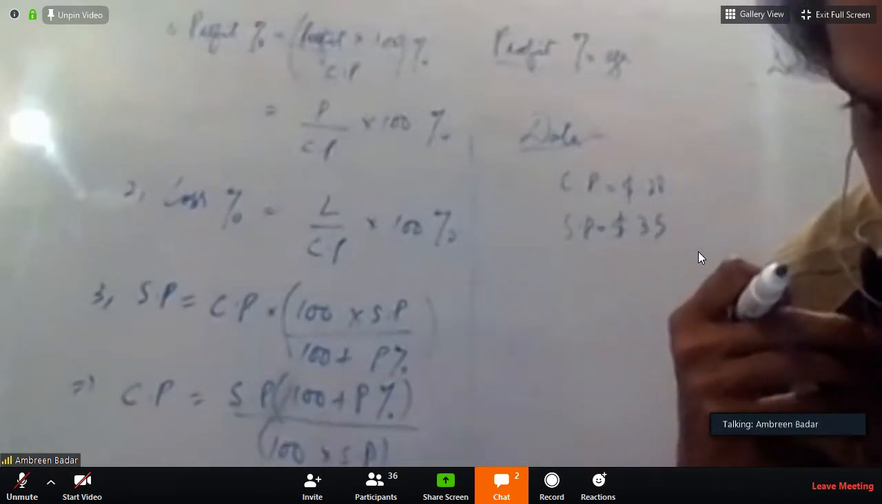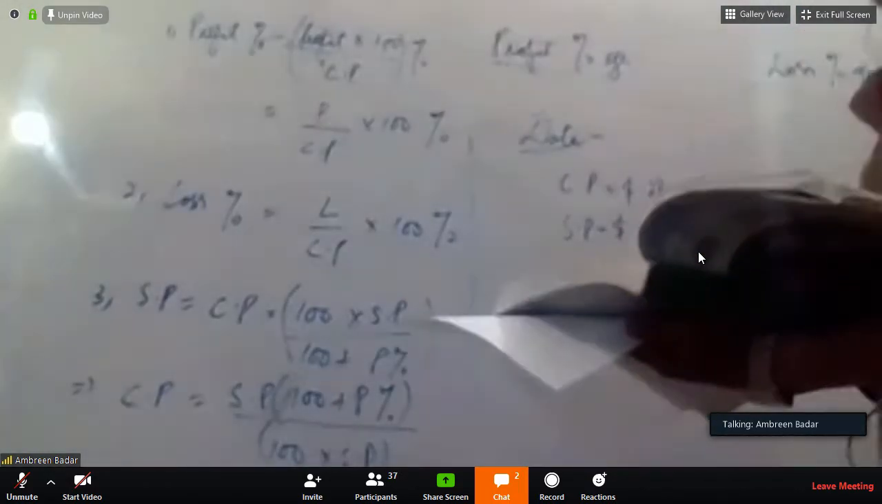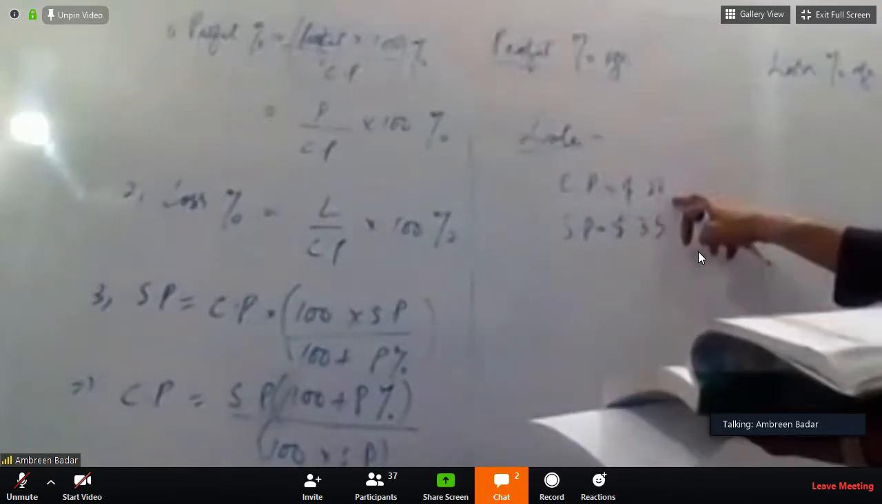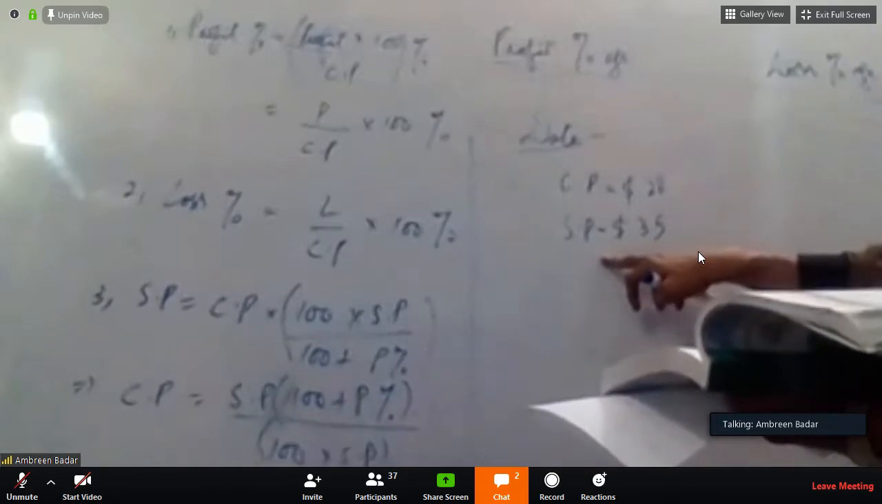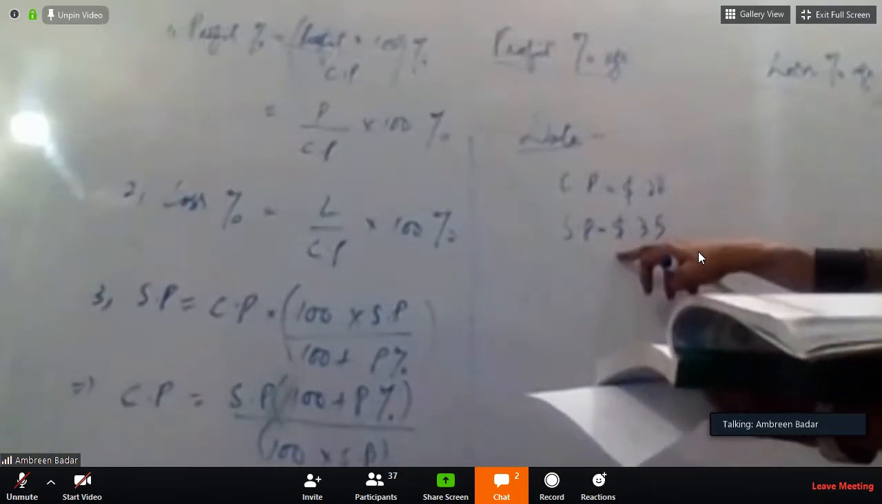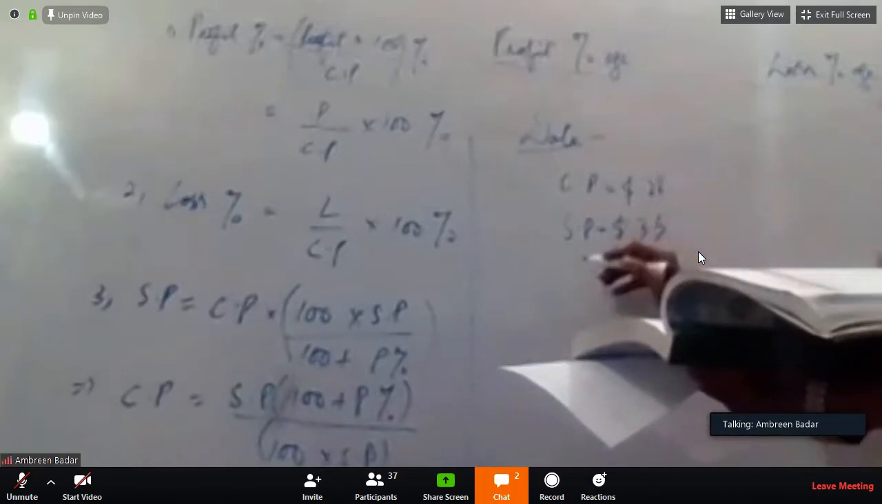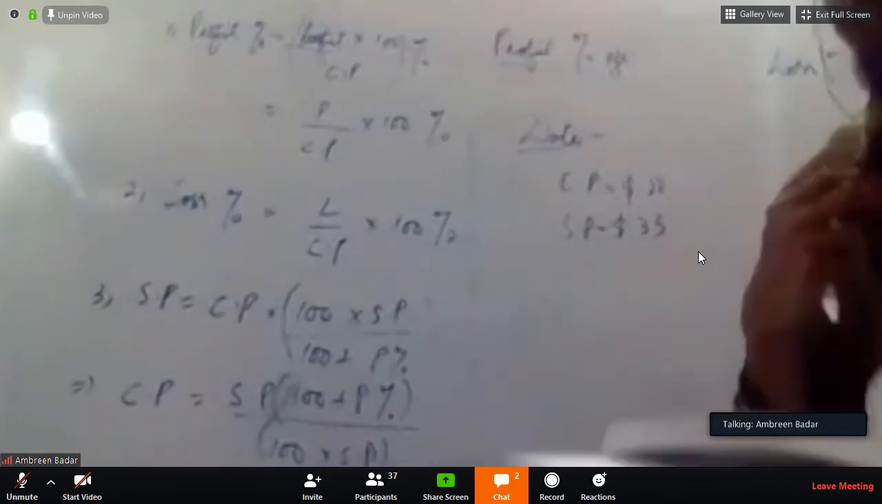Okay, now in the question it was saying that the cost of the bag was $28 and the shopkeeper sold the bag at $35. Now he is asking to express the profit as a percentage of the cost price.